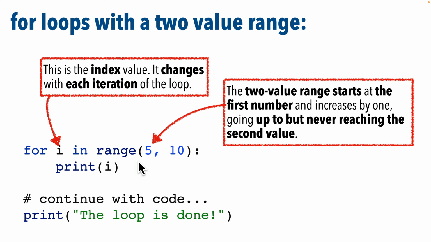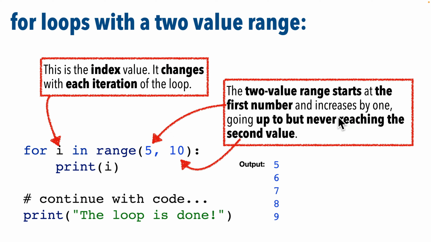Now the next value after the comma here doesn't mean we go through the loop 10 times. This is the stop value. We go up to, but we never reach this value. We stop just before we hit the number, and we increment by 1 each time. So if we have a 10 in here, in this sample code, we're going to start at 5, then 6, then 7, then 8, then 9, and we stop.